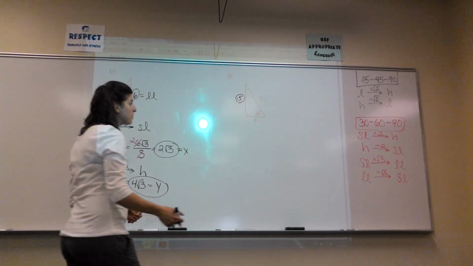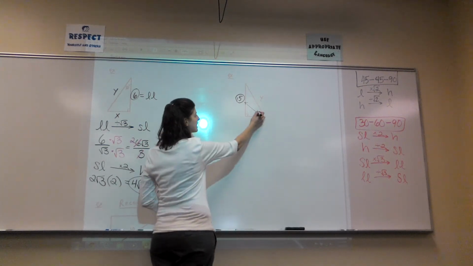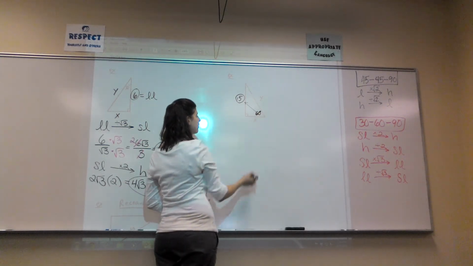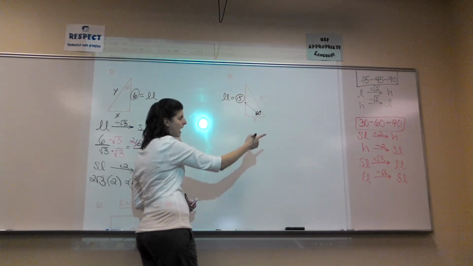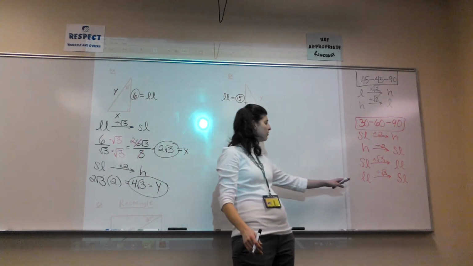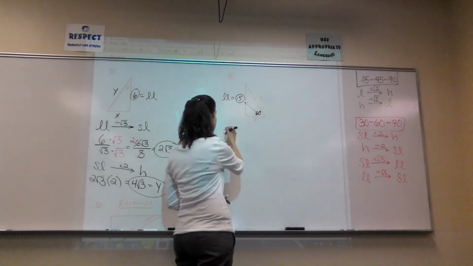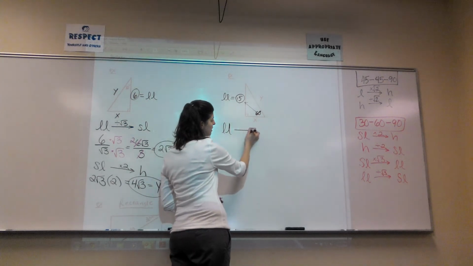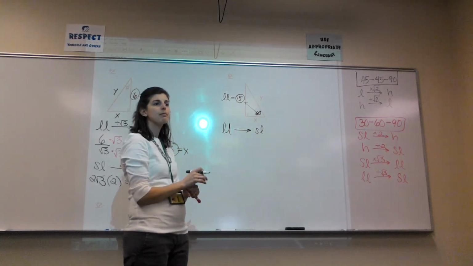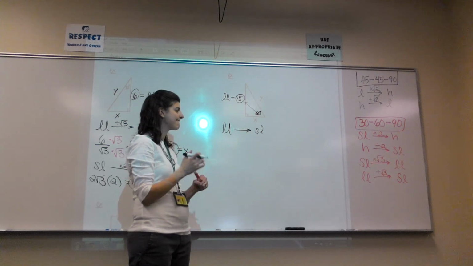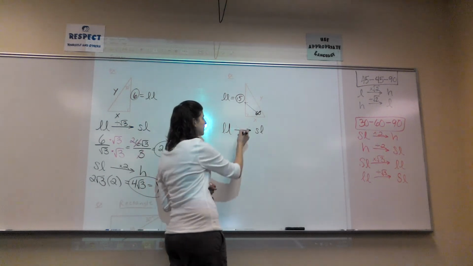It's across from the 60-degree angle. Okay, there's your 60-degree angle, marked for you on the triangle. 5, therefore, is the long leg. So I can only go from the long leg to the short leg. So let's try this. The long leg to get to the short leg, what do I need to do? Divide by the square root of 3.